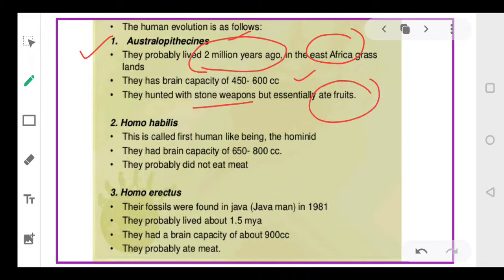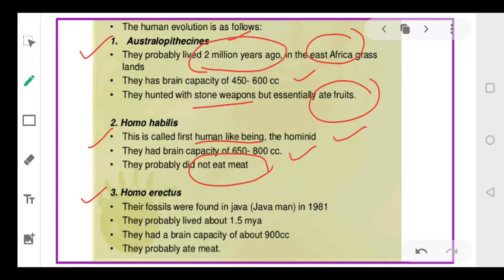Second is Homo habilis. Homo habilis were more man-like. They were referred to as hominoid, and their brain capacity was 650 to 800 cc. They also did not eat meat, means they also enjoyed eating fruits. The third stage is referred to as Homo erectus, means they walked straight. That is why this word is there, Homo erectus.